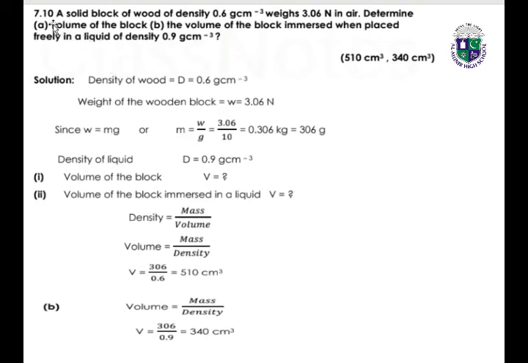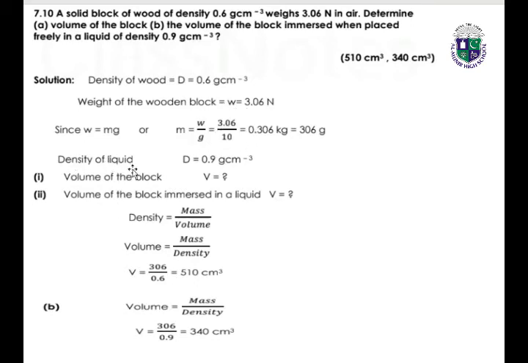Next, 7.10. A solid block of wood of density 0.6 grams per centimeter cube weighs 3.06 Newton in air. So density of wood is given, weight of the wooden block is 3.06 Newton. Since we know that weight is equal to mass into gravity, to find the mass we will take it on the left hand side. Mass is equal to weight over gravity. By calculating the values we get the mass.